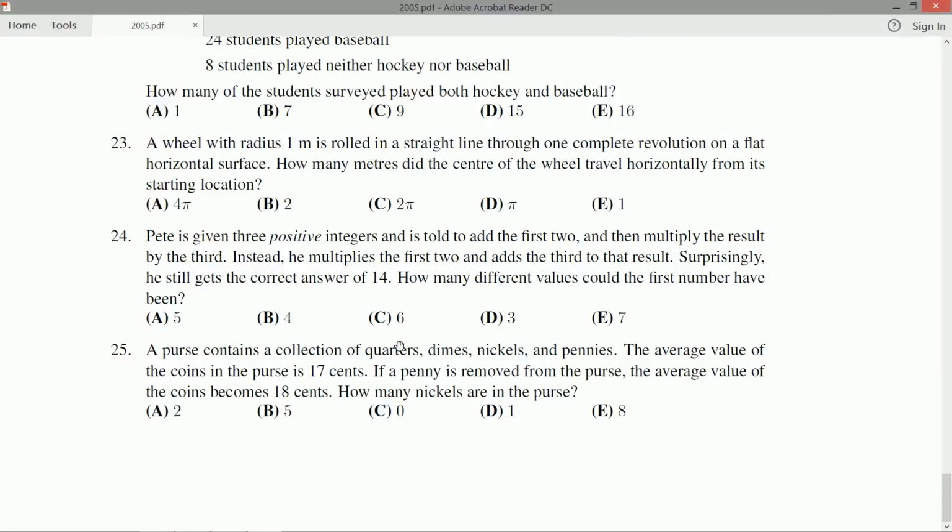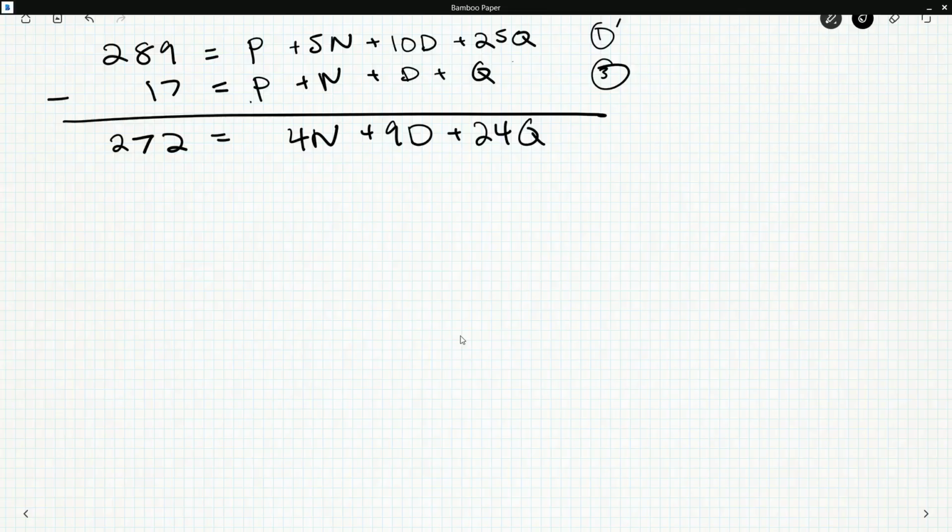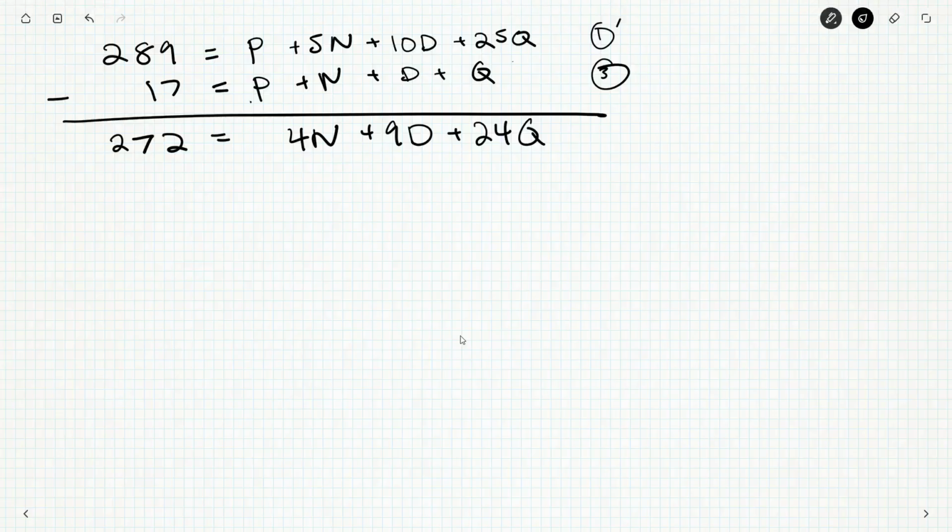Purse contains quarters, dimes, nickels, and pennies. Average value of the coins in the purse is 17 cents. If a penny is removed, the average of the coins becomes 18 cents. How many nickels are in the purse? Well, we've got ourselves down to nickels. What else can we do with this? It's almost as though there's got to be only one way to solve this equation here. And I suppose nickels and dimes and quarters.